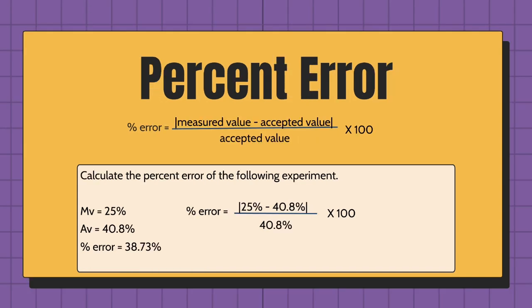Percent error. Percent error equals the absolute value of the measured value minus the accepted value, divided by the accepted value, times 100. Calculate the percent error of the following experiment, where the measured value is 25% and the accepted value is 40.8%. This will be set up as the absolute value of 25% minus 40.8%, divided by 40.8%, times 100. Once you do the math, you will find that percent error equals 38.73%.